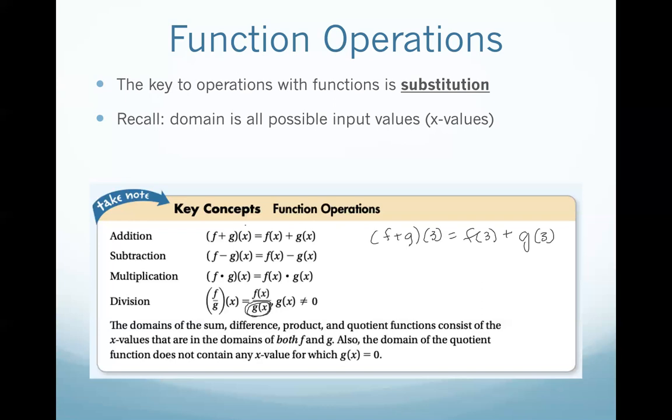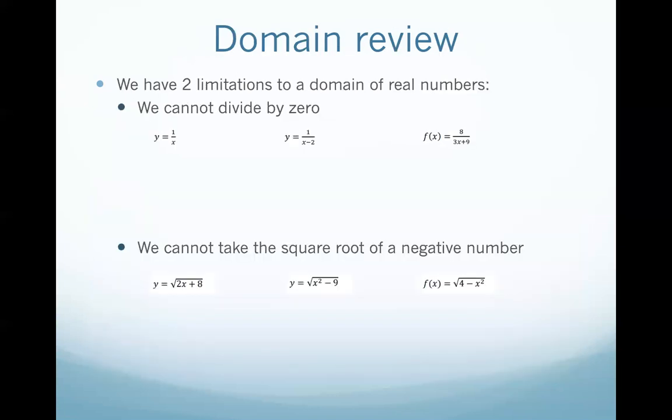So let's do a quick review of domain. It's been a while since we talked about domain. There's actually two types of limitations that we have on domain. We cannot divide by 0. So our denominator can't be 0. And we also can't take the square root of a negative number. Now we did learn that it's possible to take the square root of a negative number to get an imaginary number. But in this case, we're looking for a domain of real numbers.